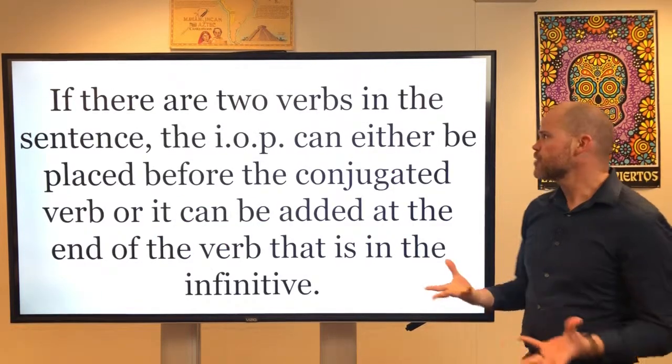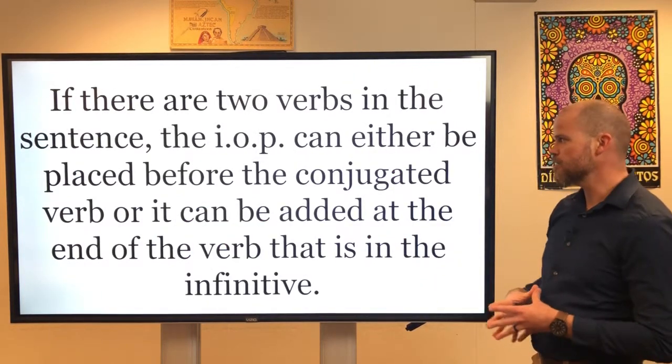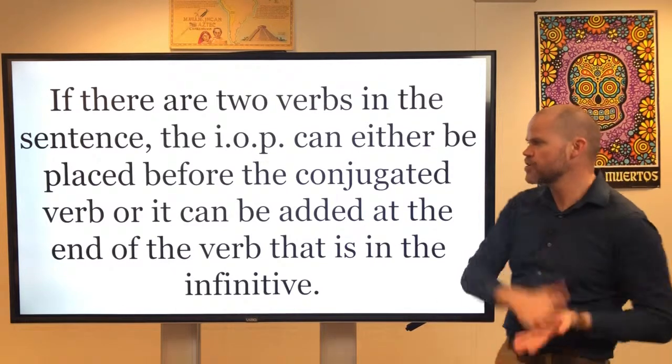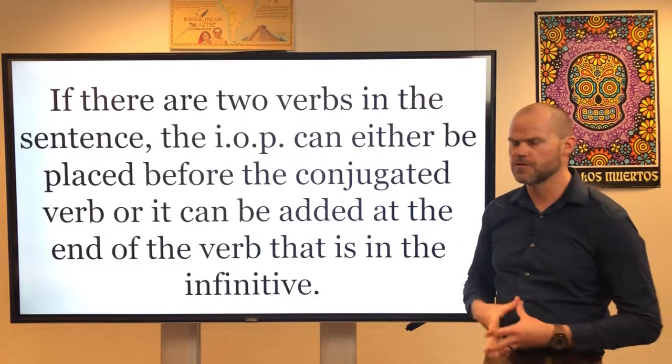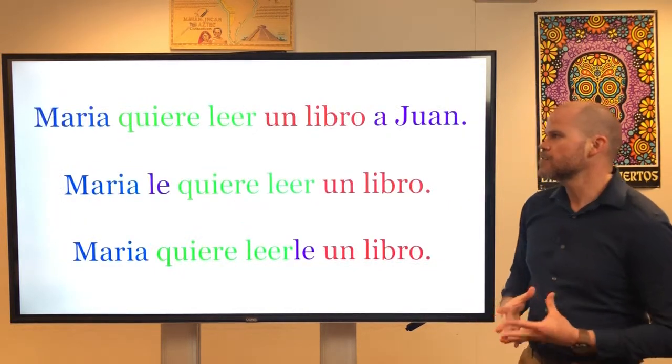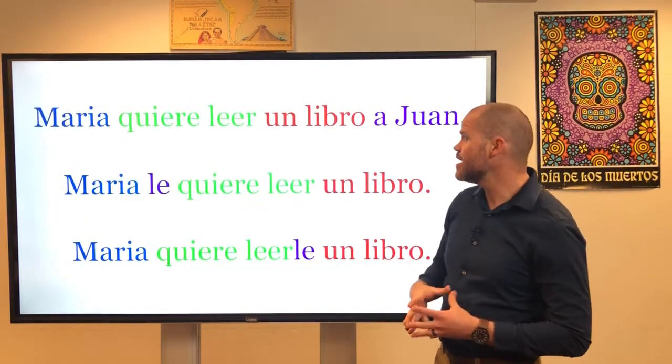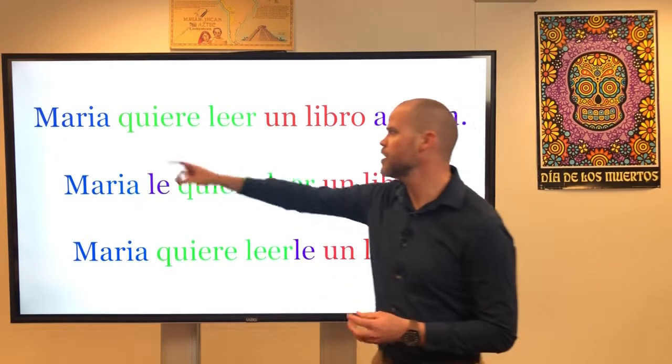So if there are two verbs in the sentence, the indirect object pronoun can either be placed before the conjugated verb or it can be added to the end of the infinitive. So let's take a look at some of those examples. So here I have María quiere leer un libro a Juan. And this is Maria wants to read.